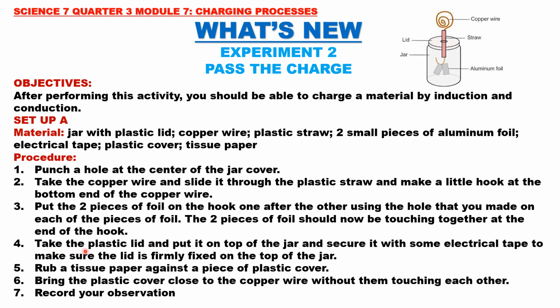4. Take the plastic lid and put it on top of the jar and secure it with some electrical tape to make sure the lid is firmly fixed on the top of the jar. 5. Rub a tissue paper against a piece of plastic cover. 6. Bring the plastic cover close to the copper wire without them touching each other. And 7. Record your observation.